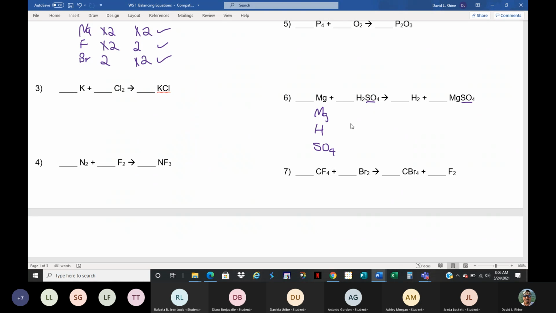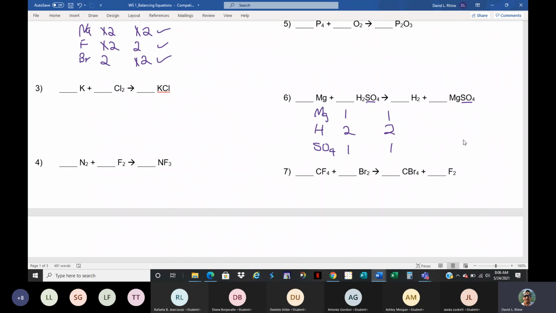So let's count left and right. We have 1 magnesium. We have 2 hydrogens on the left. We have 2 on the right. And we have 1 sulfate on the left and 1 on the right. So do I need to do anything?